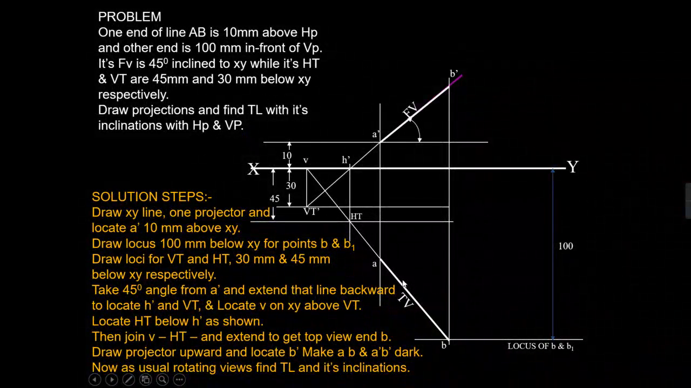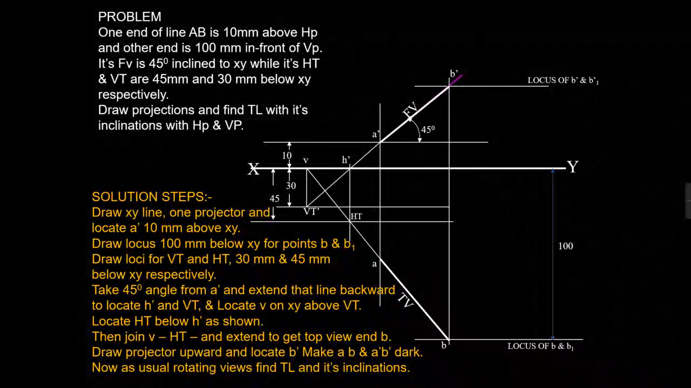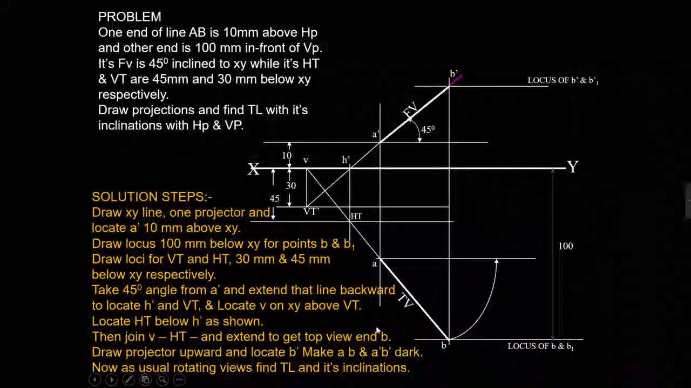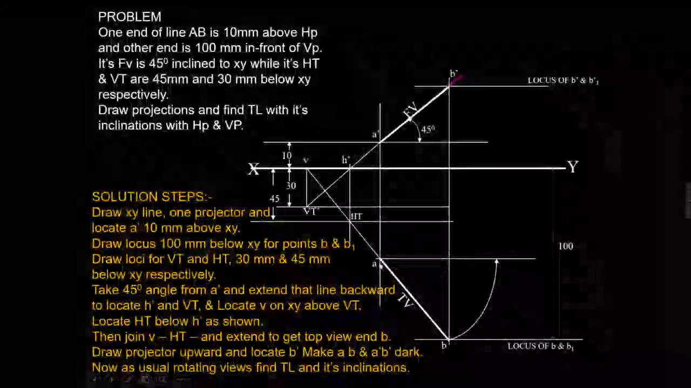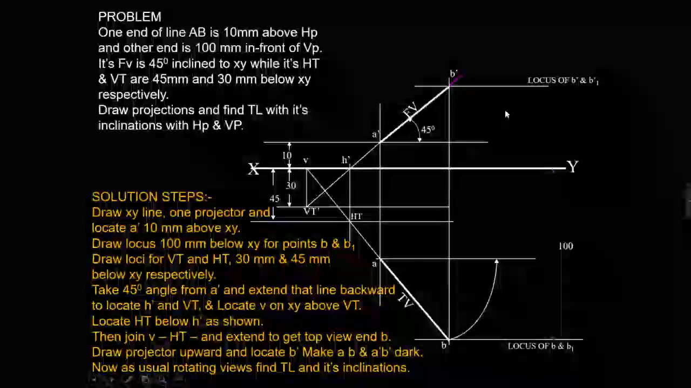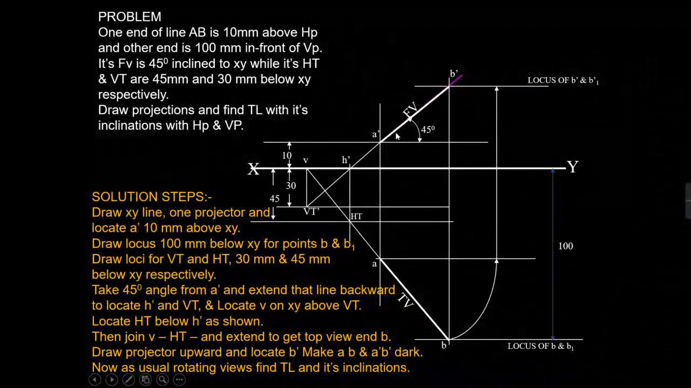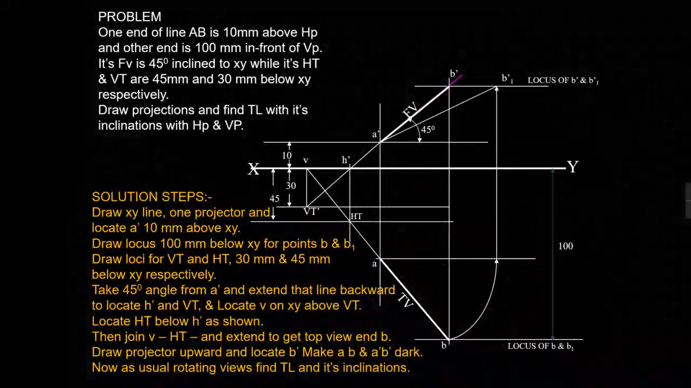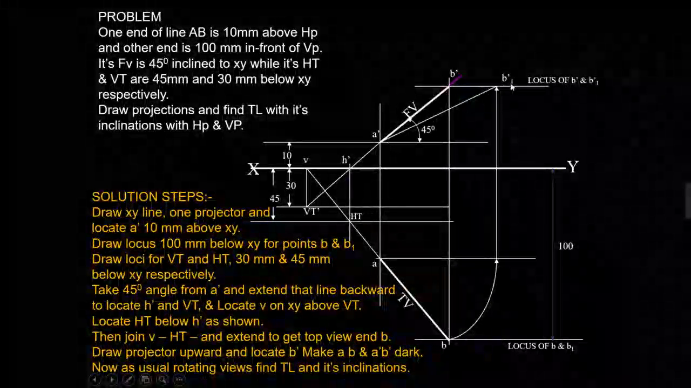You have to first draw a line that will be parallel to the XY line. You can start from the top or bottom. So here you are making the line parallel to the XY line, meaning your line is now only inclined to the horizontal plane. So this is how you will get the position of point B when it is only inclined to the horizontal plane. So you can now measure the angle and measure the true length of the line.